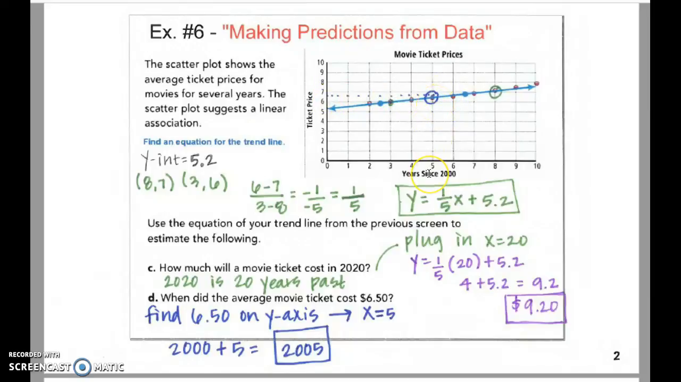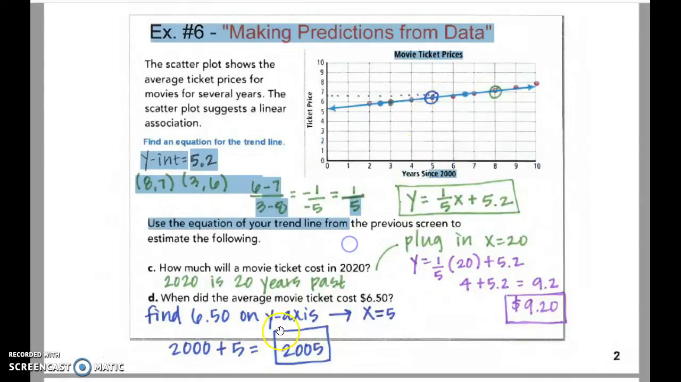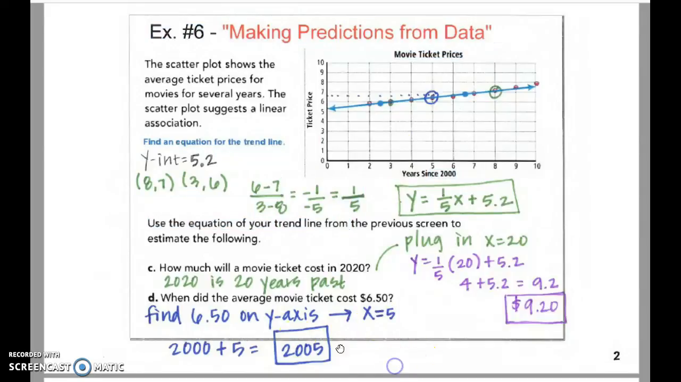Where does it meet up? X equals 5. So (5, 6.5) would be the point. So x equals 5. Remember, that's years since 2000. So 2000 plus 5 years would be 2005 is when the average movie ticket costs $6.50.